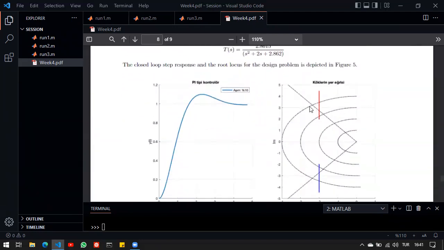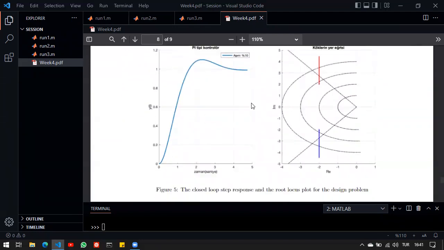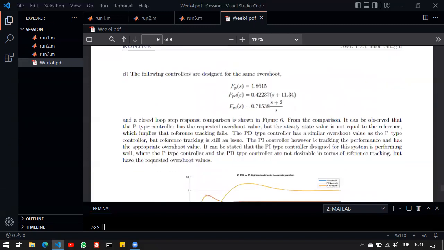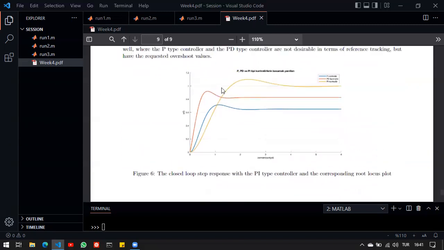And we've designed a PI type controller, but we've seen that trying to design a PI type controller is a more difficult task than a PD type controller or P type controller, but it has its advantages. Now, there's also a comparison here. You can see that the only controller that ends up in reference tracking is the PI type controller, whereas you can choose P-type controllers and PD type controllers, but they don't guarantee reference tracking in this case.